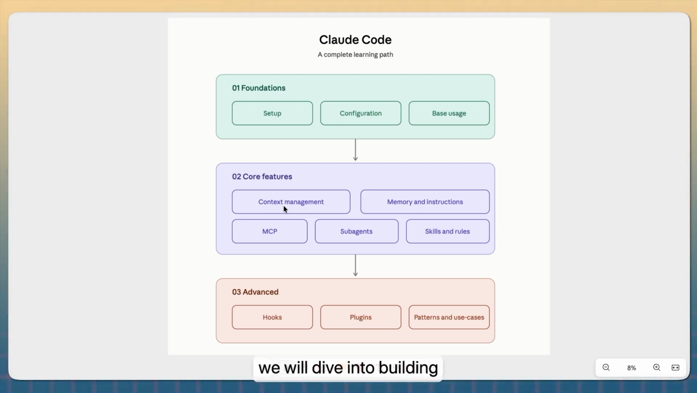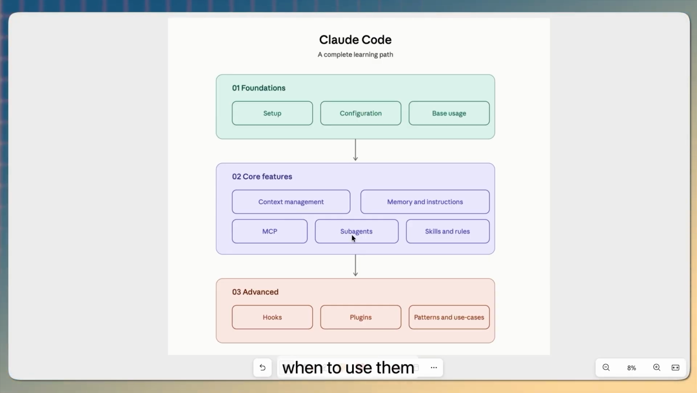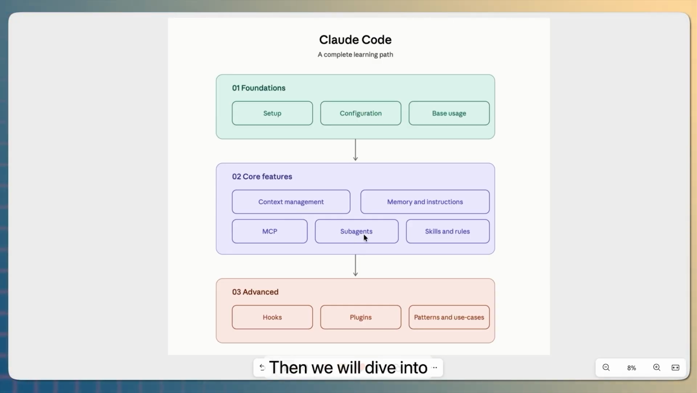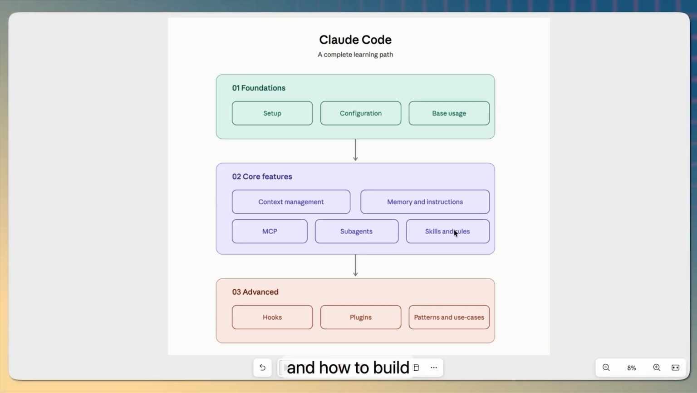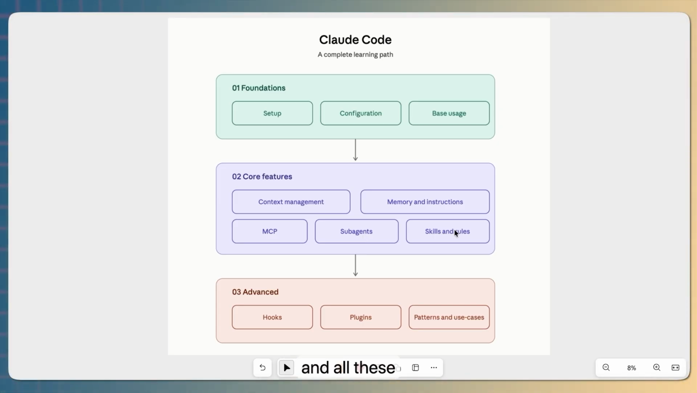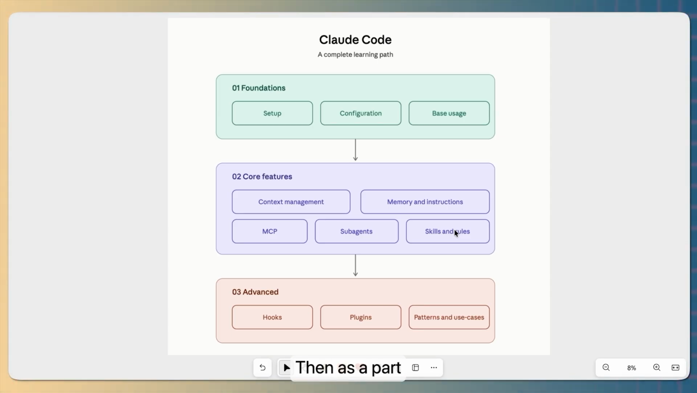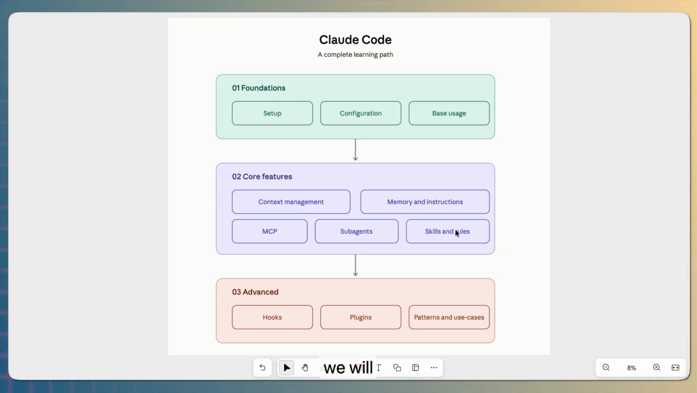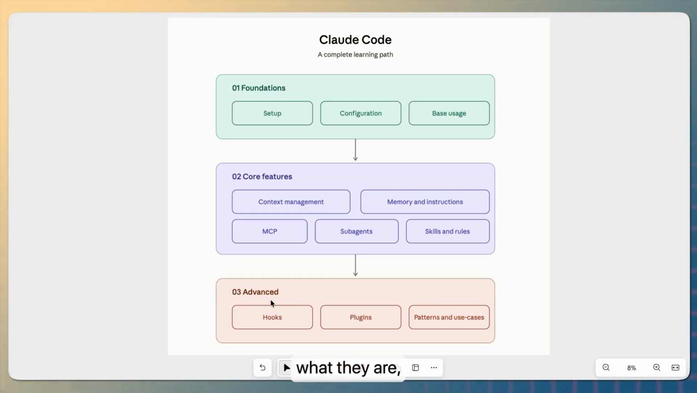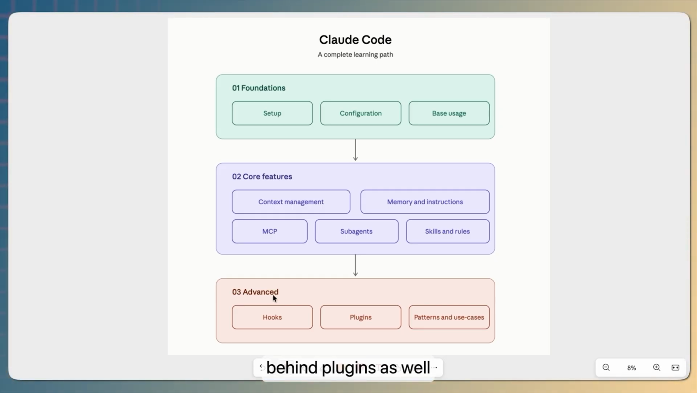Also, we will dive into building sub-agents, like what they are and when to use them. Then we will dive into agent skills, when you should use those skills and how to build good skills, and all these important things we are going to cover in this course. Then, as a part of this course, we will also dive into some more advanced and kind of niche features. You could say we will explore Claude Code hooks, what they are and how to build them. We will also explore the concept behind plugins.